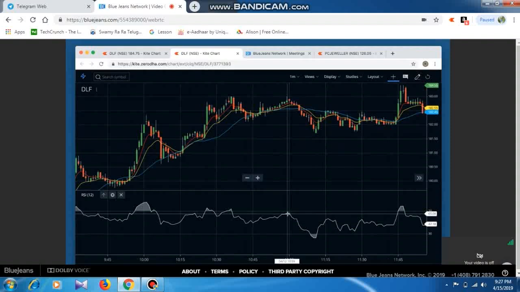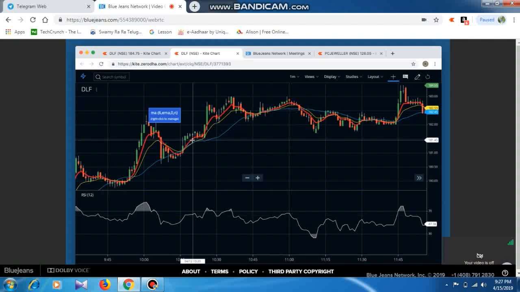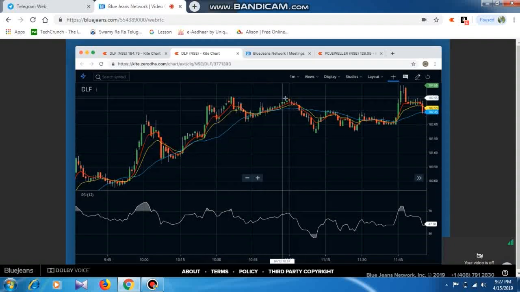Here you can see the stock almost touched 70, or it is about 66 or 67, and then it started going down. The RSI value started going down. Here the stock is almost making a wave. Or the stock is almost flat, not flat, it's making a wave.